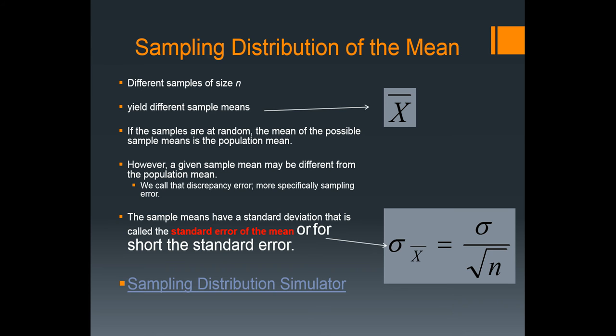Of course, though, a given individual sample mean may be different from the population mean, and it's very likely to be different from the population mean, and we can call that difference error. So the difference between a sample mean and a population mean, we can refer to that as error.